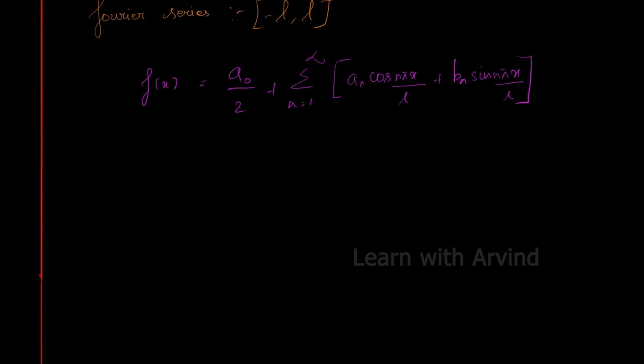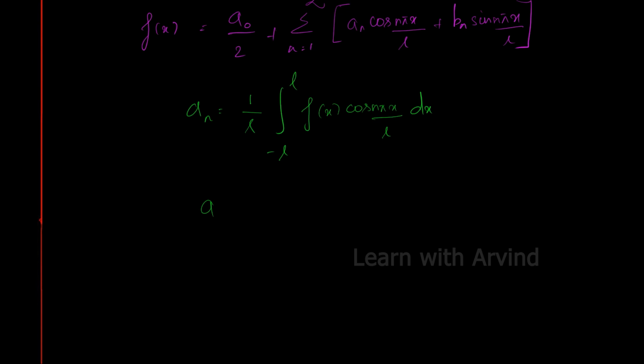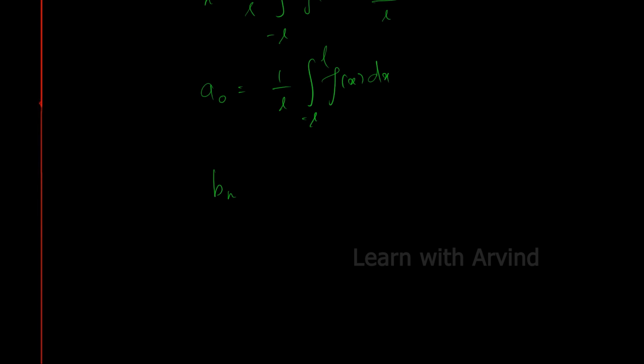Here the constants a0, an and bn are given by an is equal to 1 by L integral minus L to plus L f of x cos n pi x divided by L dx. The same way a0 is given by 1 by L integral minus L to plus L f of x dx. bn is given by 1 by L integral minus L to plus L f of x sin n pi x divided by L dx.